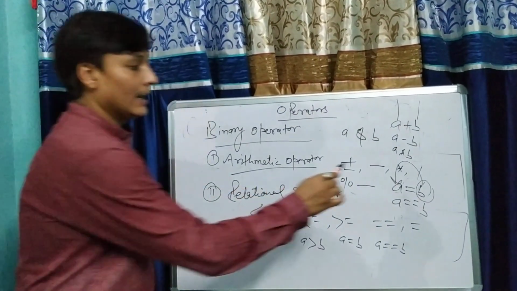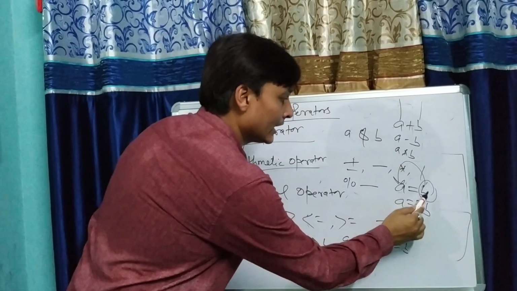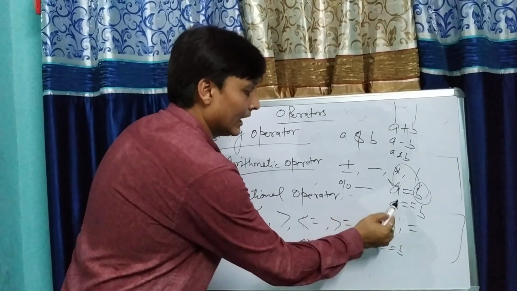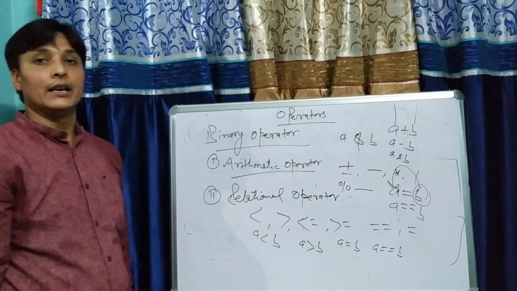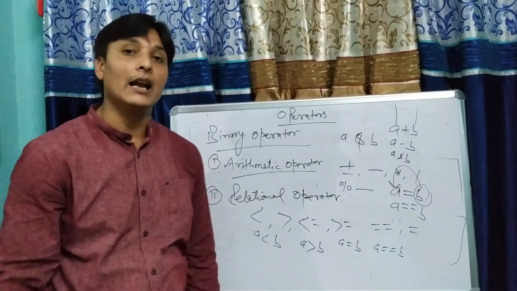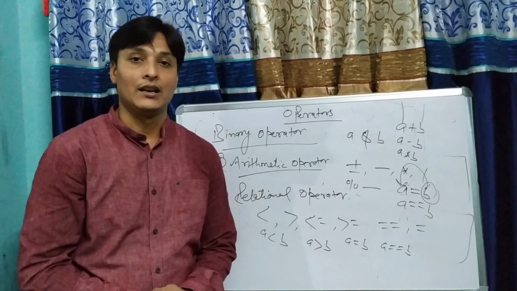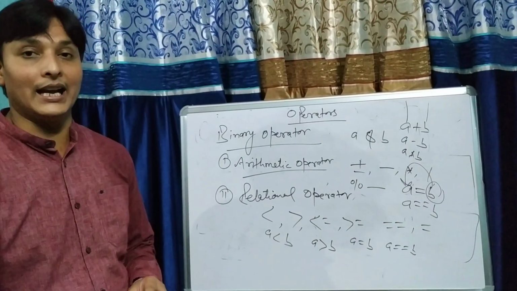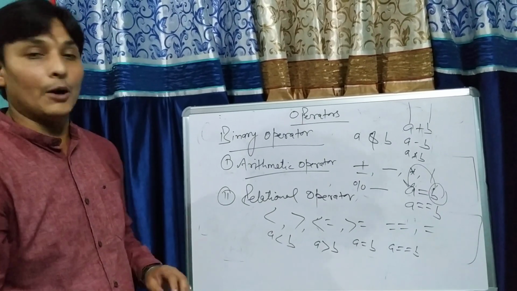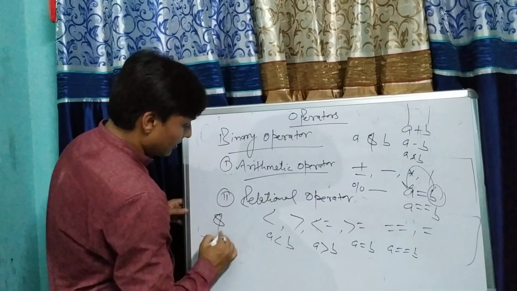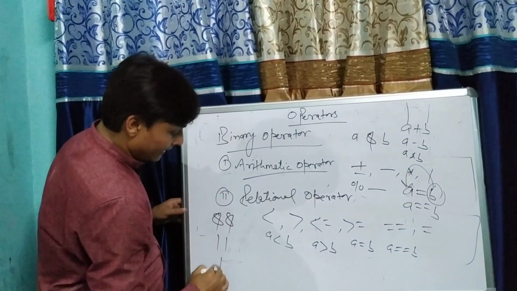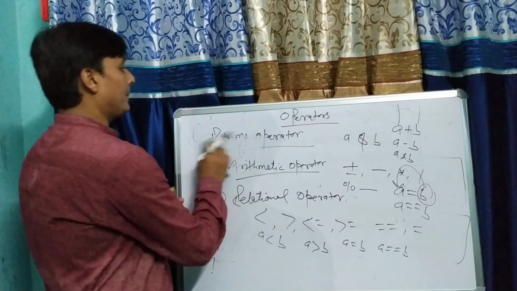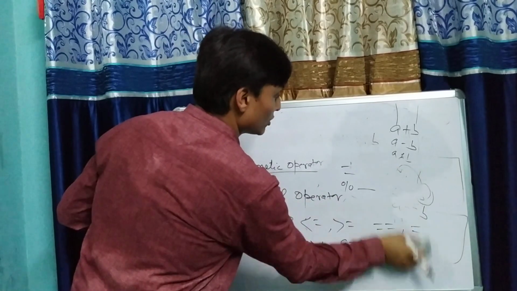If I write a = b, the value of b will be stored in a. And if I write a == b, it means a is equivalent to b and b is equivalent to a. Likewise, we have the conditional operator, question mark, and such. We have logical operators: and, or, and not. This is the last point in this operator topic, students.